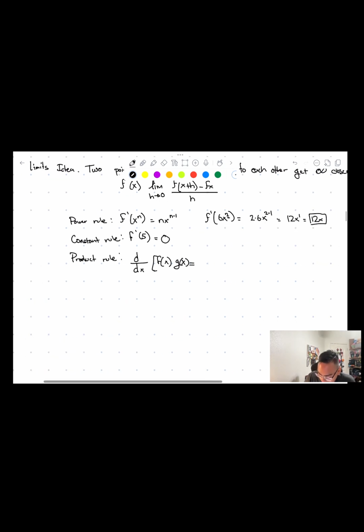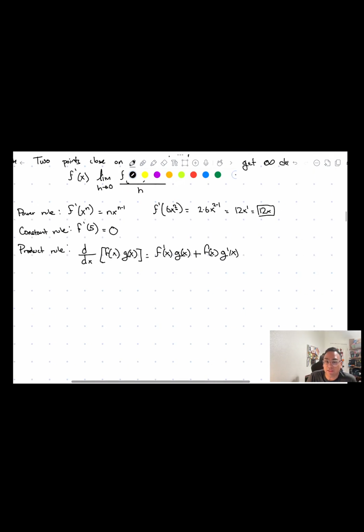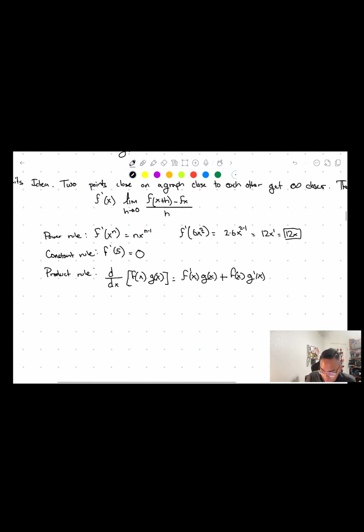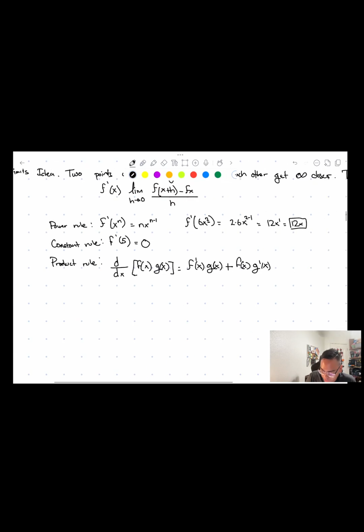is equal to f prime x times g of x plus f of x times g prime of x. So whenever you have things that add, we will use the product rule. Sorry, whenever you have things that multiply, we will use the product rule. So this applies to pretty much any functions.